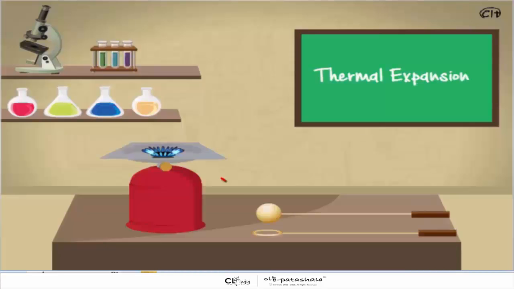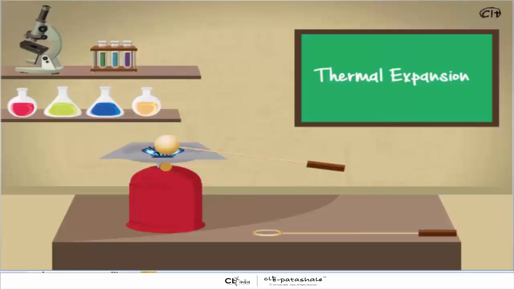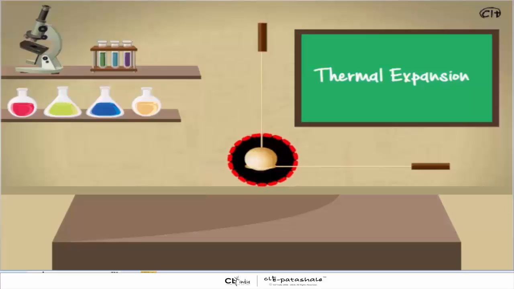Let us take a metal ball and ring. The ball can just pass through the ring at normal temperature. Now we shall heat the ball for a few minutes and then try to pass it through the ring. What happens? It gets stuck. This means that the ball has become slightly bigger on heating, that is, it has expanded. This expansion or increase in the size of a body when it is heated is called thermal expansion.